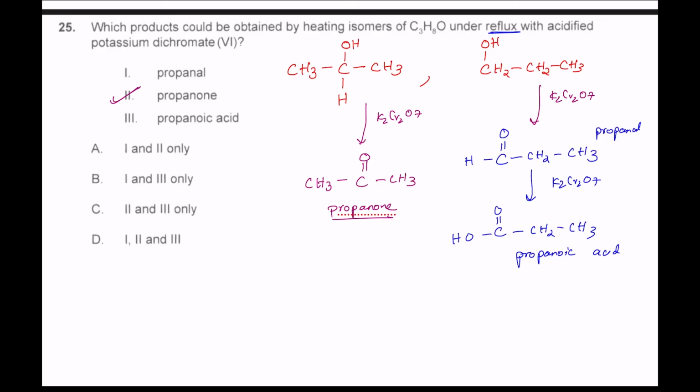So in that case, what happens? All the propanal which is present will get converted to propanoic acid. So it will be impossible for us to obtain the aldehyde if we are refluxing it. So we can only have propanone and propanoic acid, which is 2 and 3. So option C will be the correct answer to this one.